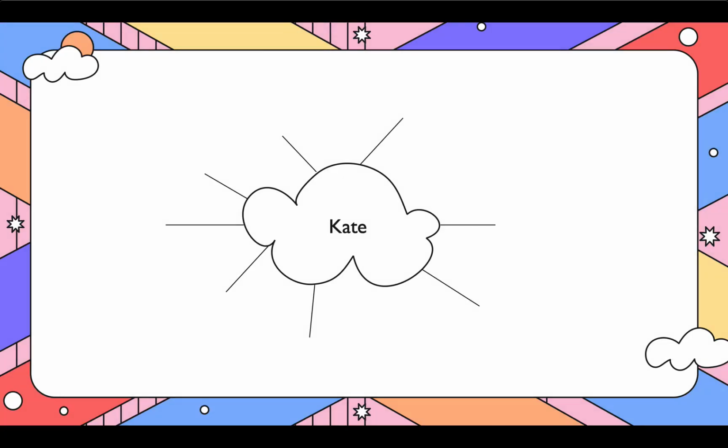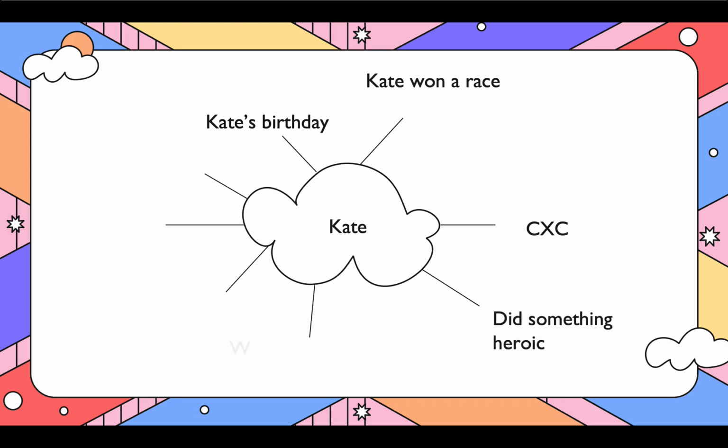So the first thing that I would do is draw a cloud, but you can have a different method of organization, right? So I'm going to scribble my cloud and write all my ideas around it. What could Kate have possibly done that would cause people to cheer for her? So anything that comes to my mind, I'm going to write it down. So I thought of Kate's birthday, Kate won a race, CSEC, she passed all her subjects, she did something heroic, she got married, she caught a thief, somebody surprised her, she solves a crime.